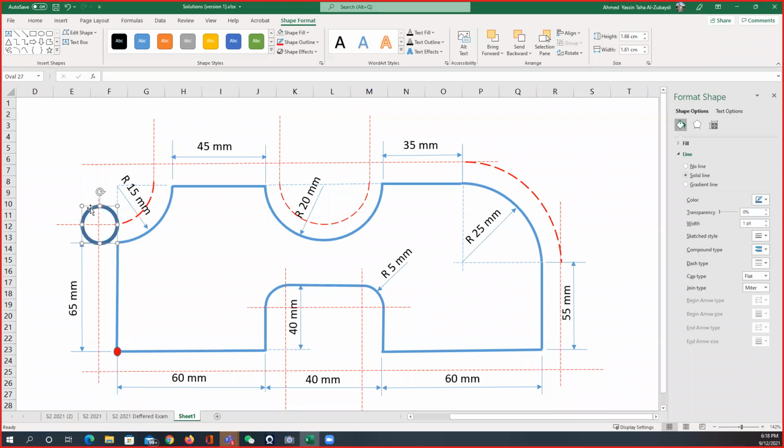Johnson, do you have any question, or did you raise your hand because you finished the sketch earlier?